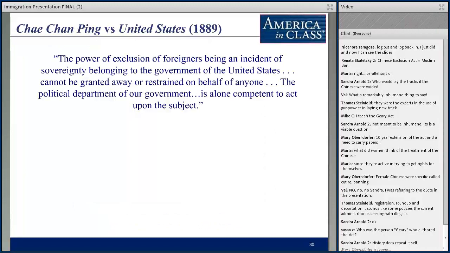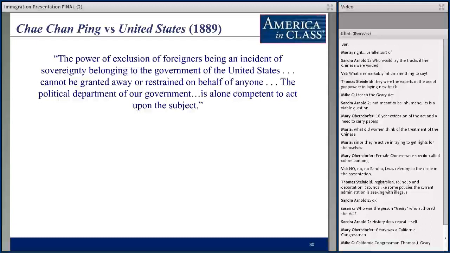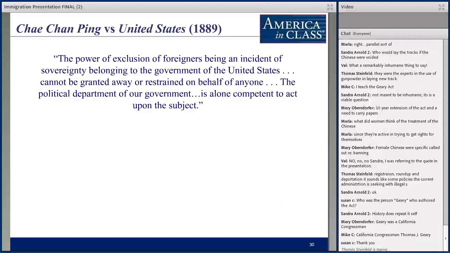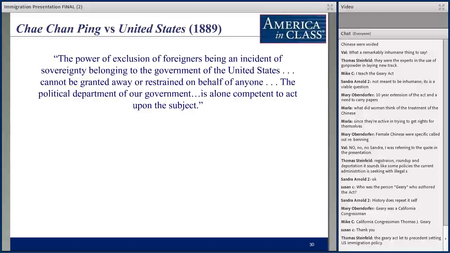Now, the first ruling that comes out of these Chinese exclusion cases is Chae Chan Ping versus the United States of 1889. And what happened in this case is Chae Chan Ping was a Chinese immigrant who had received an authorization to lawfully leave the United States and return at a later point after the Chinese Exclusion Act. While he was out of the country, the Congress revoked these right of return certificates from Chinese immigrants. So when he showed back up at Angel Island, he was told he could not return to the United States. And he challenged his exclusion at a US border. And he challenged it all the way up to the US Supreme Court. And this is the ruling that they issued.